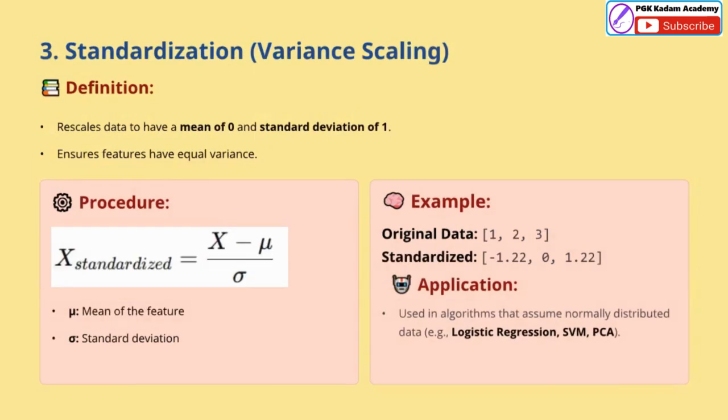Standardization, also known as variance scaling, is a technique that rescales data to have a mean of 0 and a standard deviation of 1. This ensures that all features have equal variance, which is important for many machine learning algorithms that assume normally distributed data, such as logistic regression, SVM, and PCA. The formula for standardization is (x - mu)/sigma, where mu is the mean of the feature and sigma is the standard deviation. As an example, the original data 1, 2, 3 would be standardized to -1.22, 0, 1.22.